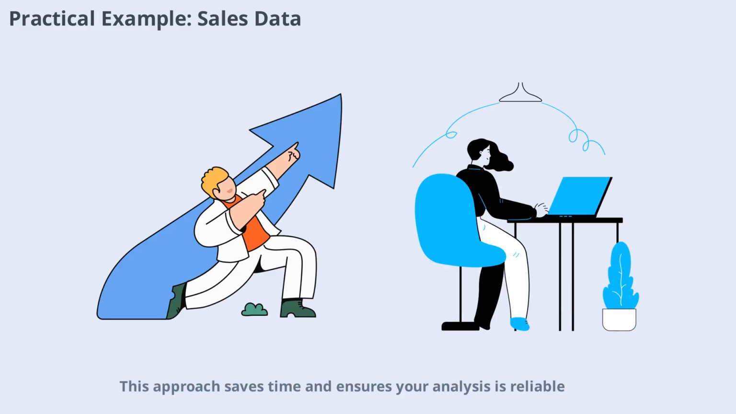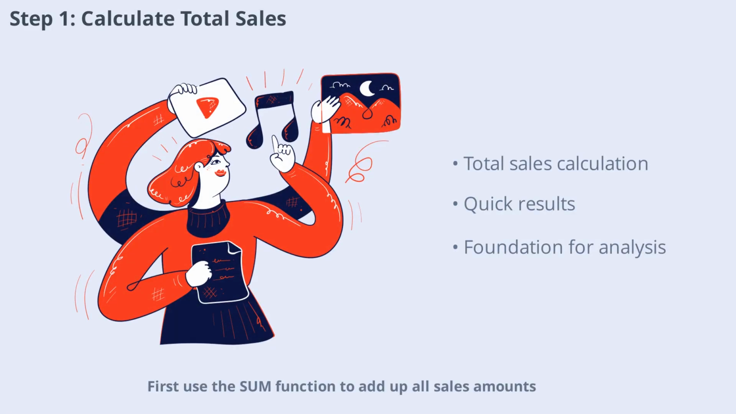This approach saves time and ensures your analysis is reliable. First, use the sum function to add up all sales amounts. Select the cell for the total, type equals sum, and highlight your sales data range. Press enter and you'll instantly see the total sales figure. This is the foundation for further analysis and helps you understand overall performance.